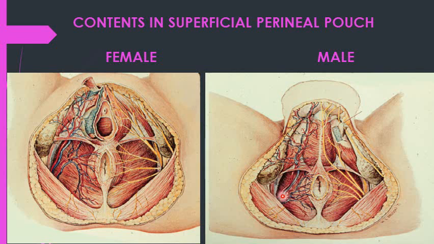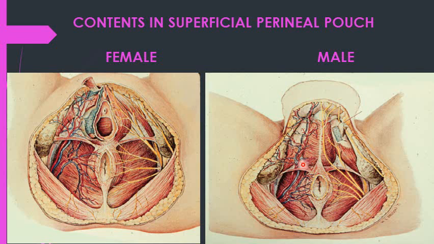Now if you see the branches from the internal pudendal vessels, these are going to give the branches which enter into the superficial perineal pouch. These are the posterior scrotal artery and the transverse perineal artery, which are the branches from the perineal artery.